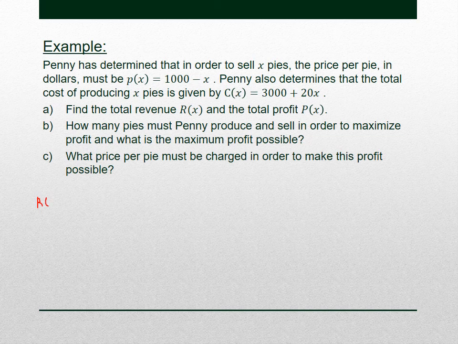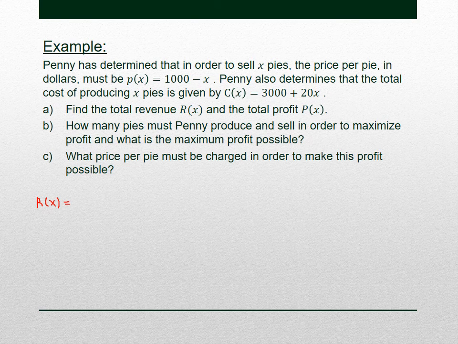So remember revenue, R of x, right? Your revenue is how much money you take in, how much money is in the cash register at the end of the day. If we're just selling pies and we charge the same price for all of them, then how much money do we have at the end of the day? Well, we take the number of pies we sold and multiply that by how much we sold each pie for.